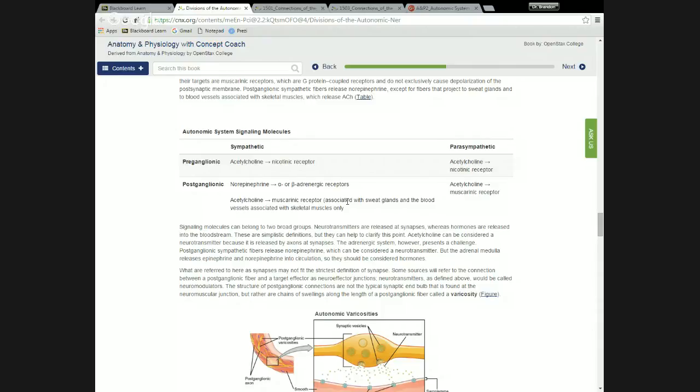When I talked about the fight or flight response, where do we want the blood to go? Skeletal muscles. We want to get oxygen to the skeletal muscles. Okay. So the first exception here is blood vessels in skeletal muscle.